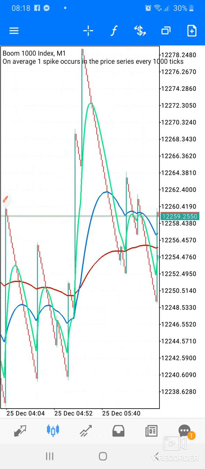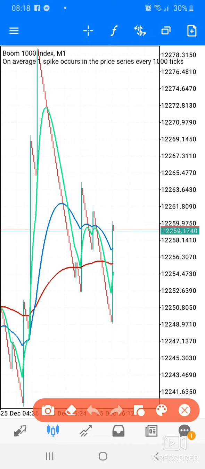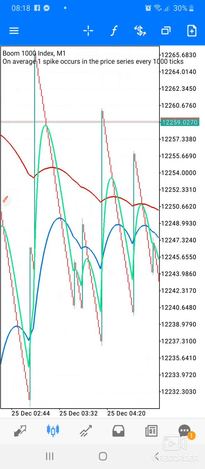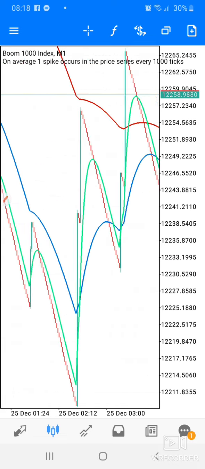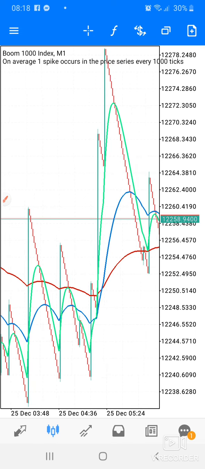Okay, in Boom, we can expect more spikes here because there was a breakout of the 200 exponential, which is the red. There is a possibility that there can be more spikes in this area. But I want to do a big testing where I show you clearly that this strategy is very, very powerful. Okay, here there was a spike.